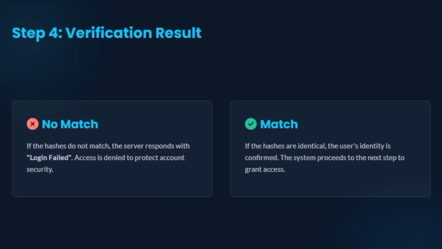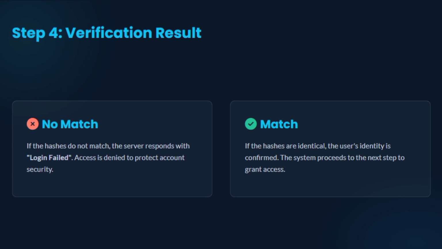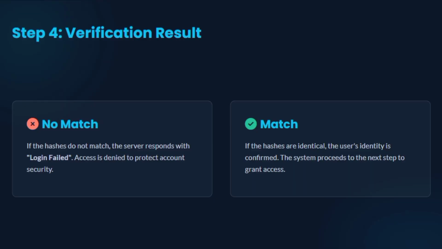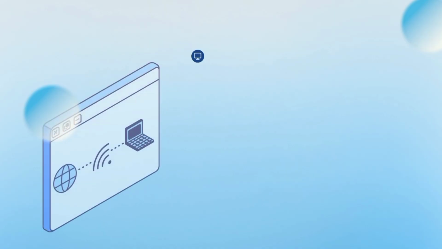Step 4. Verification result. No match. If the hashes do not match, the server responds with login failed. Access is denied to protect account security. Match. If the hashes are identical, the user identity is confirmed. The system proceeds to the next step to grant access.